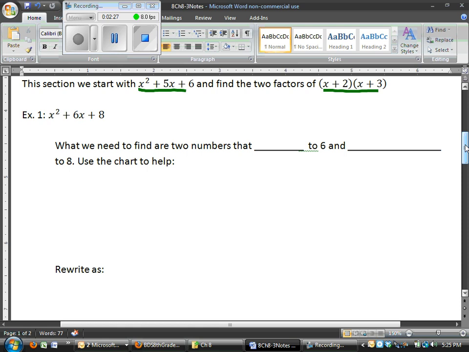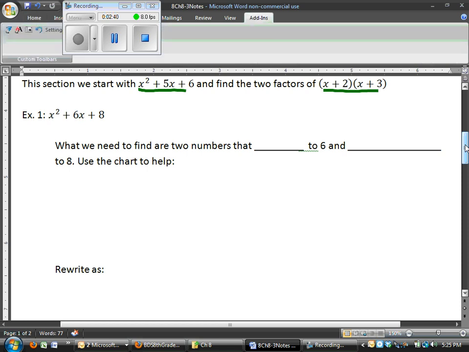Okay? So this first example, we're going to look at x squared plus 6x plus 8. We need to find the 2 things that multiplied together to give us this. So what we need to find are 2 numbers that add to give us 6 and multiply to give us 8. There's no specific method that we can use to find that. You just kind of have to guess and check.